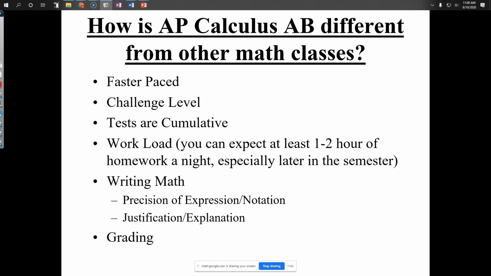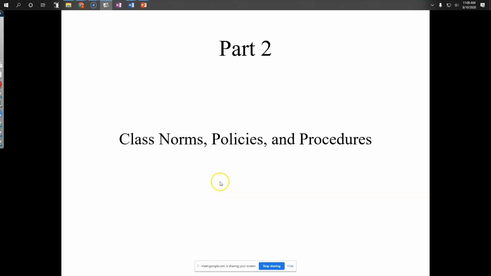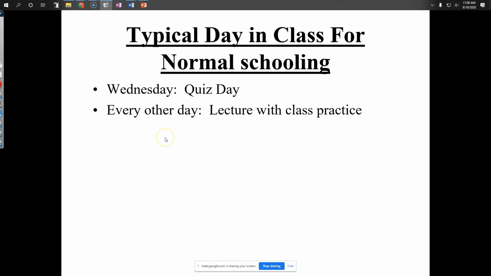So like I said, I'm not trying to destroy your grade, but I will be teaching you guys at an AP level and grading you in an AP way. Okay, because this is an AP class. So just be prepared for that. So that's kind of some of the front-loaded information. Let's talk about the class norms, policies, and procedures.